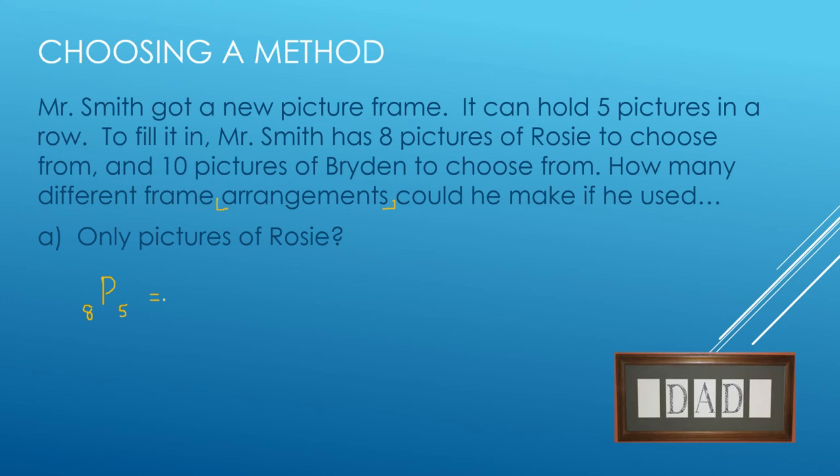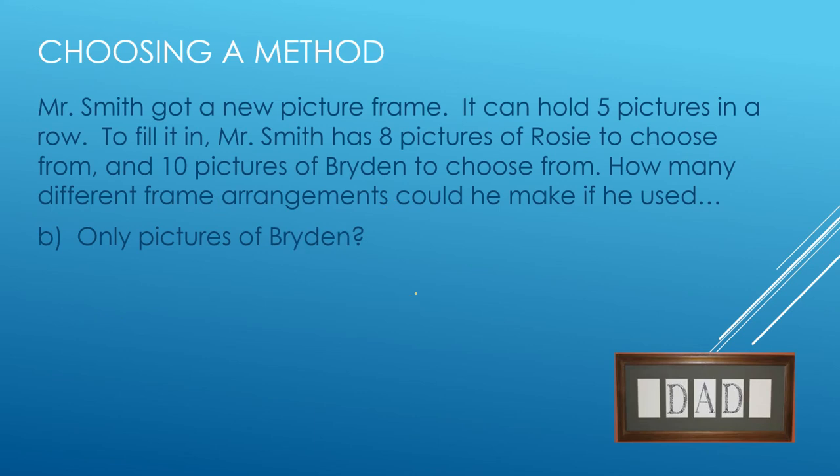You can try this one yourself. 8P5 gives you 6,720 different arrangements I can make if I just want to put my dog in this picture frame. I could do that 6,720 ways.